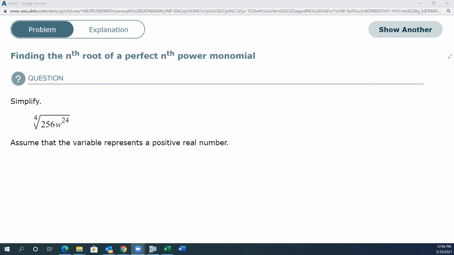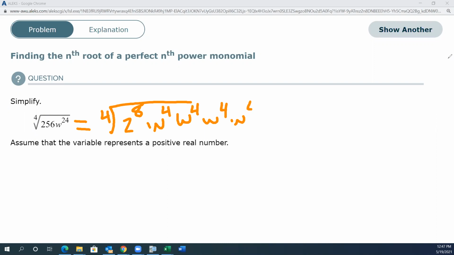All righty, once again, it's 4th roots. We're looking for group size 4. So I could factor 256 down and get 2 to the 8th. And then I could get W to the 4th 6 times, I guess. Was that 4? There, and that represents 24 W's.